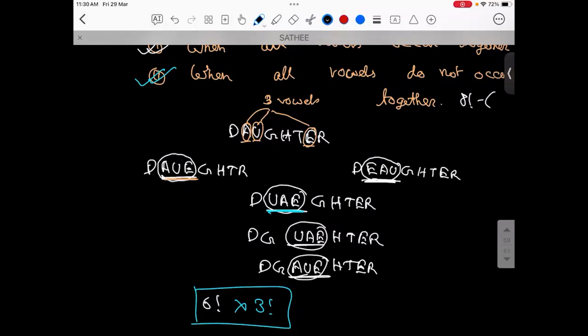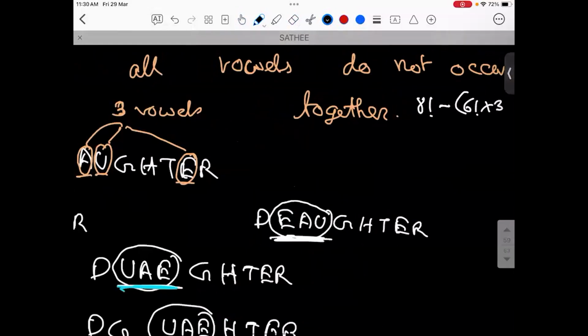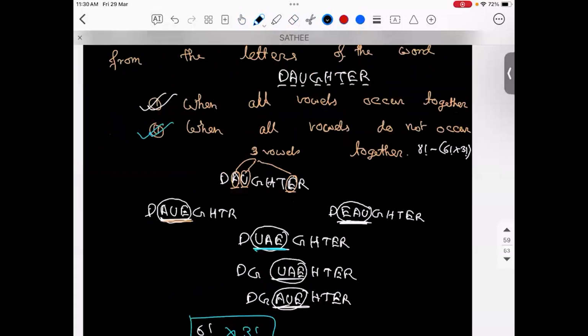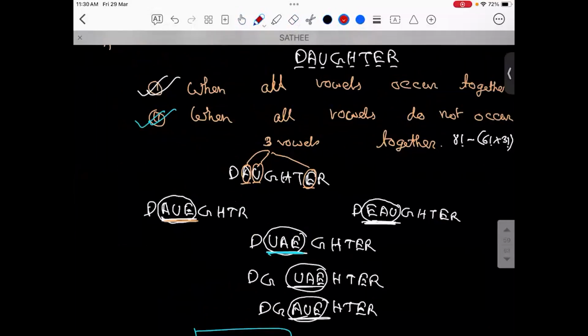So we are left with only this many cases: 8 factorial minus 6 factorial into 3 factorial. Fine, so this is the exact number. This many words I can have when all vowels do not occur together.